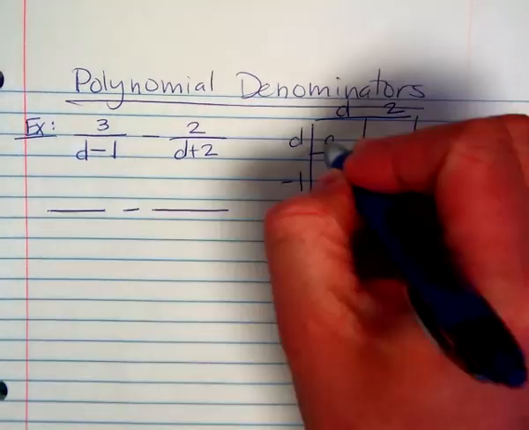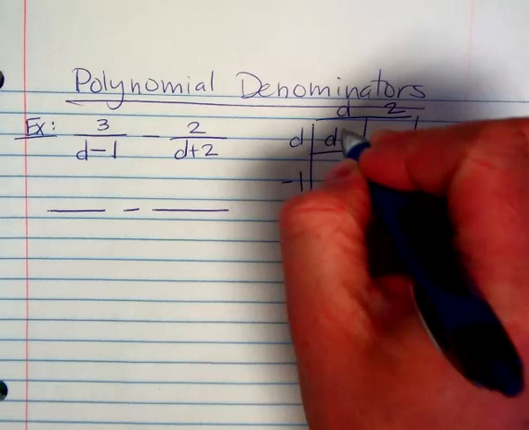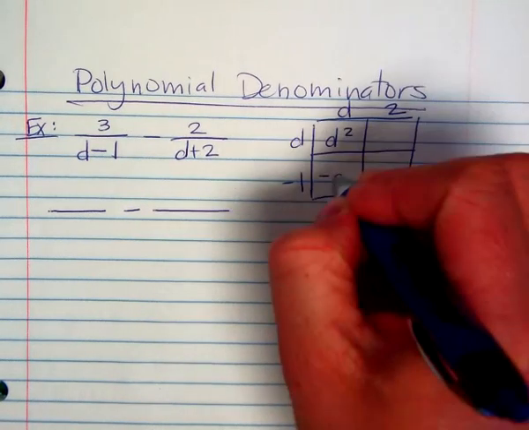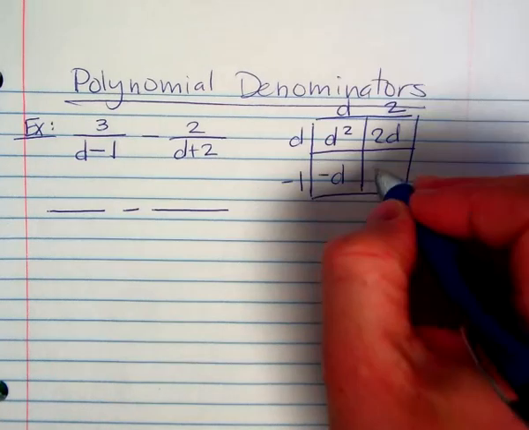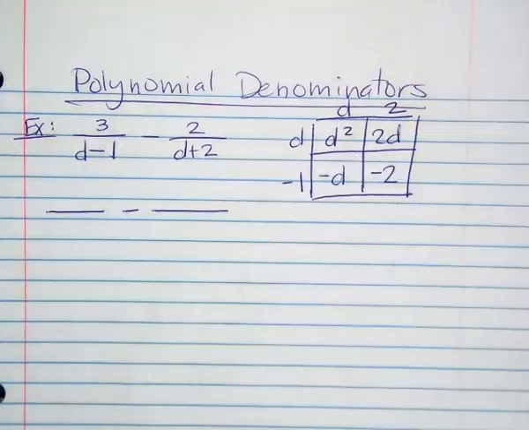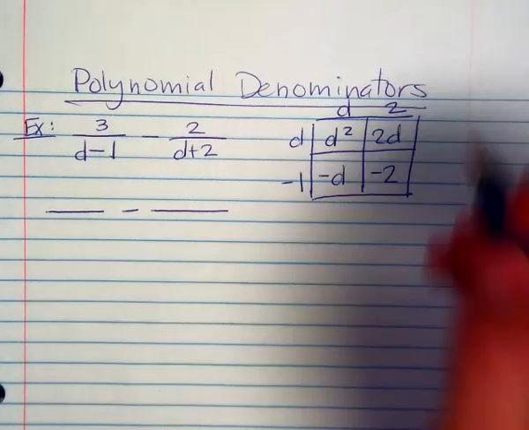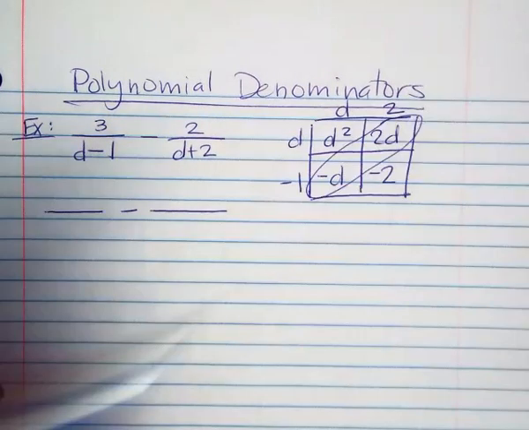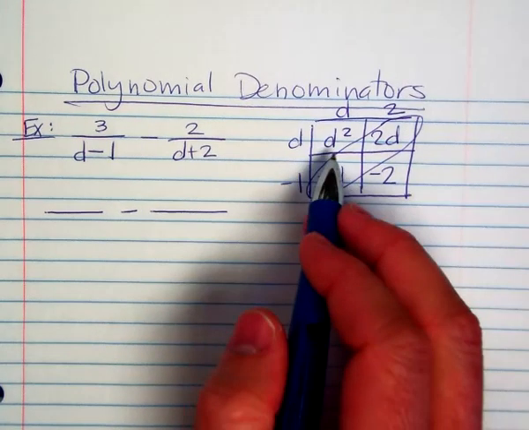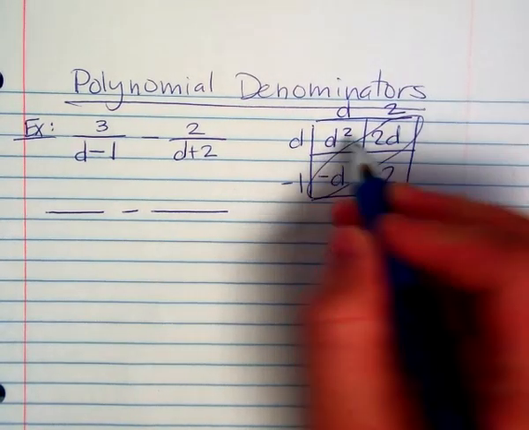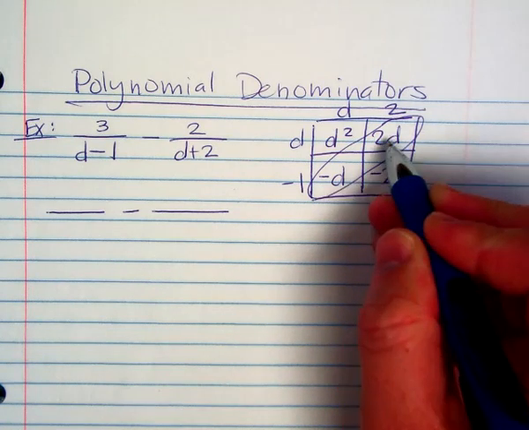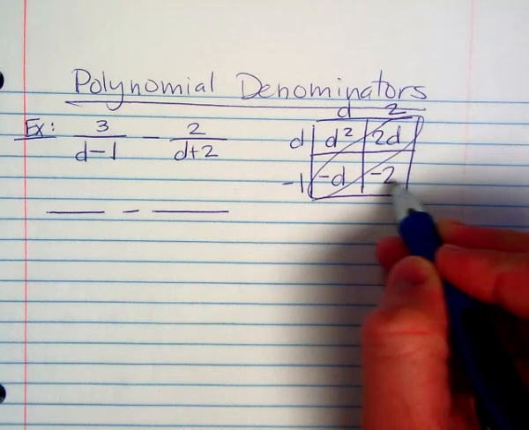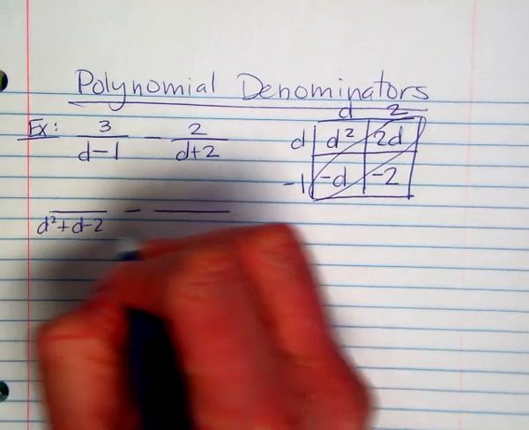I have d times d is d squared. D times negative 1 is negative 1d. D times 2 is 2d. And 2 times negative 1 is negative 2. The diagonal is where you get your like terms. So my new denominator is d squared. I put the two like terms together to get positive 1d. And then minus 2 at the end. So d squared plus d minus 2.